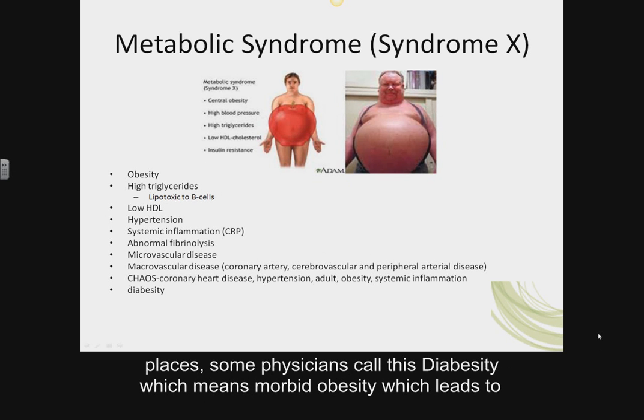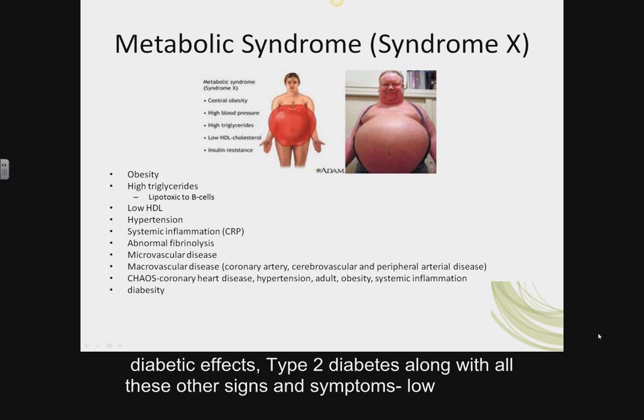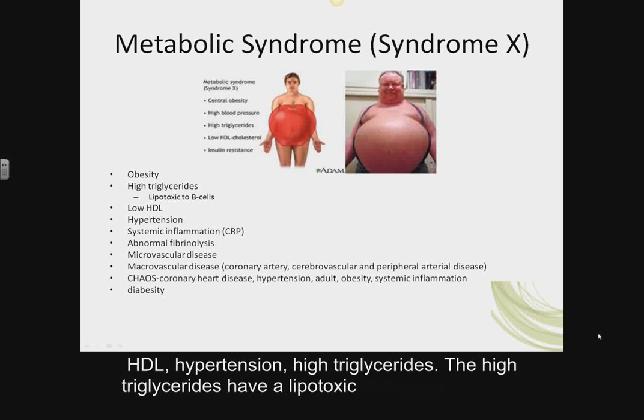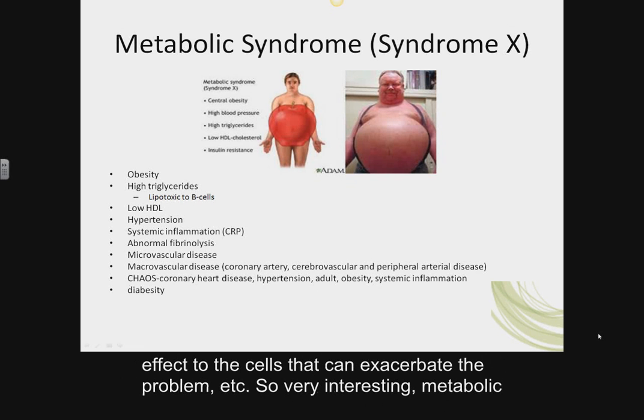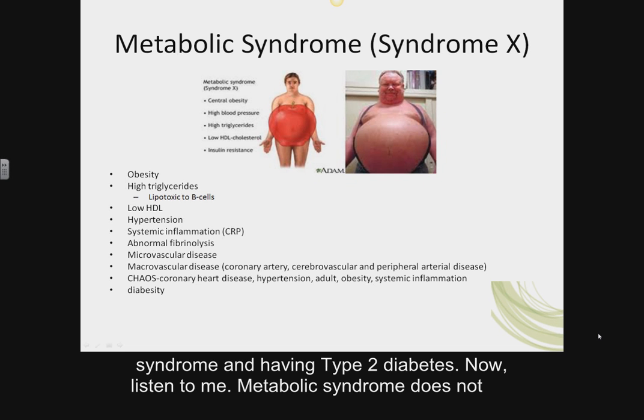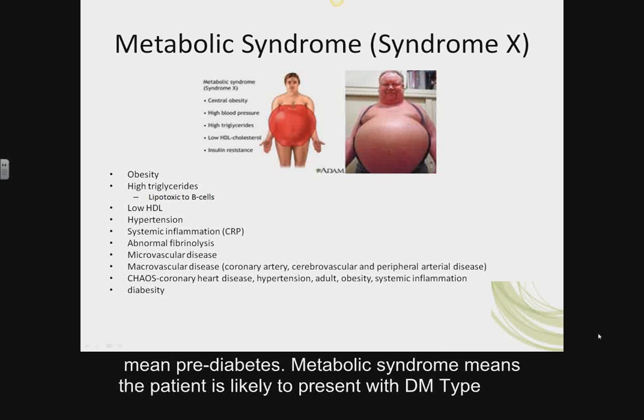Some places, some physicians call this diabesity, which means morbid obesity, which leads to diabetic effects. Type 2 diabetes, along with these other signs and symptoms, low HDL, hypertension, high triglycerides, all that. The high triglycerides have a lipotoxic effect to the cells that can exacerbate the problem, etc. All of this. So, very interesting, metabolic syndrome and having type 2 diabetes. It's very interesting.